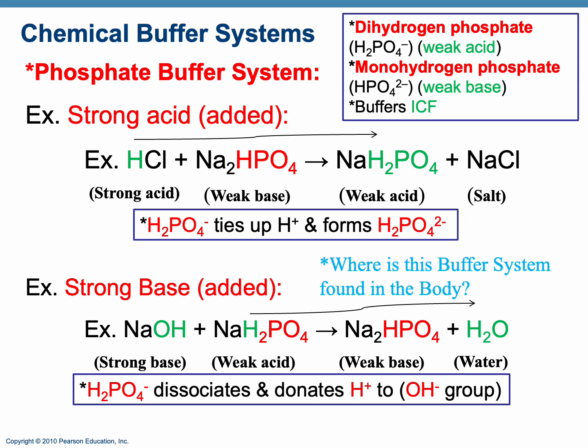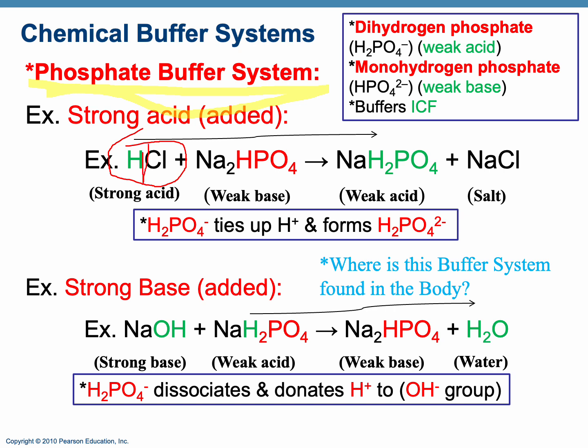Next, we're going to talk about the phosphate buffering system. The phosphate buffering system. So, once again, we'll look at both of these chemical reactions here, equations. So we start with the strong acid being added to the body. Here's our hydrochloric acid again.